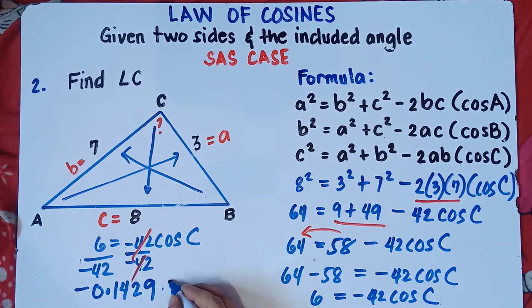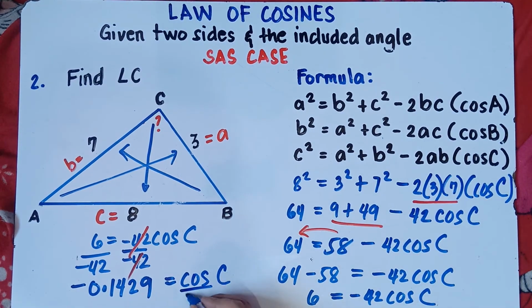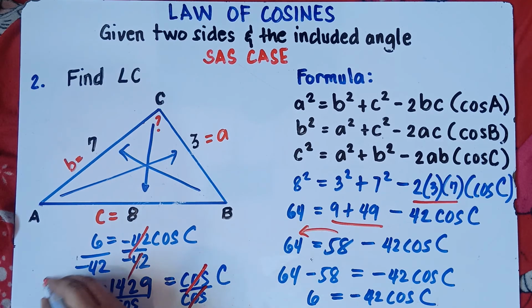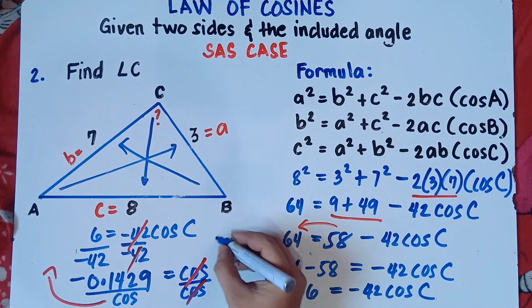Alright, and then equals cosine C. Inverse cosine to get the value of C. Okay, you can actually divide both sides by cosine. You can cancel this out. And then you put cosine on the top. Once you put this cosine on the top, class, it will be inverse cosine.